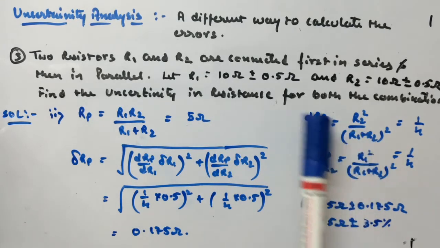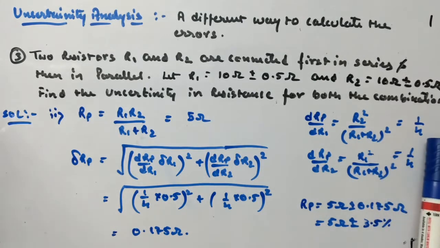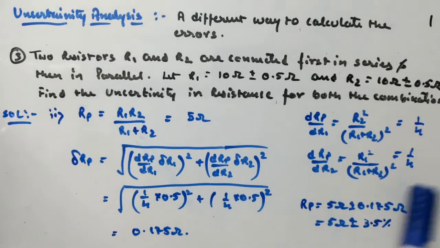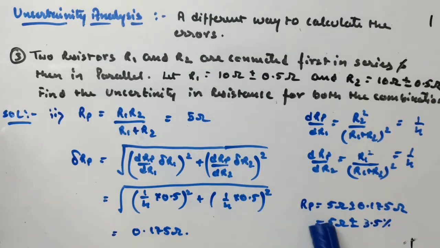Okay. Since R1 and R2 nominal true values are 10 ohm, in both the cases you will get the derivatives 1 by 4. So if you plug in the values, you will get 0.175 ohm, that is your del Rp. So your Rp can be written as 5 ohm plus minus 0.175 ohm or 5 ohm plus minus 3.5%. Okay, this will be your answer in the parallel case, and what we saw before was the answer in the series case.